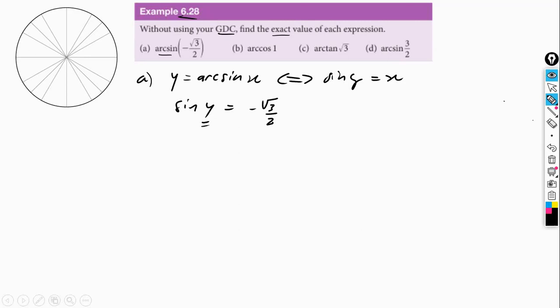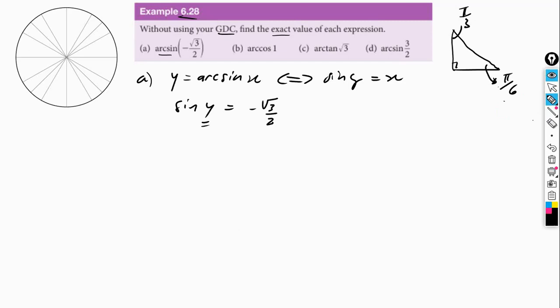Now, if you're not sure which angle measurement would give you negative square root of 3 over 2 for the sine of y, then use your reference triangles, right? The special right triangles. Now, wherever you see square root of 3, you know it's got to be the 30-60. So here we would have 30 degrees, or pi over 6. Then here let's have 60 degrees, which would be pi over 3.